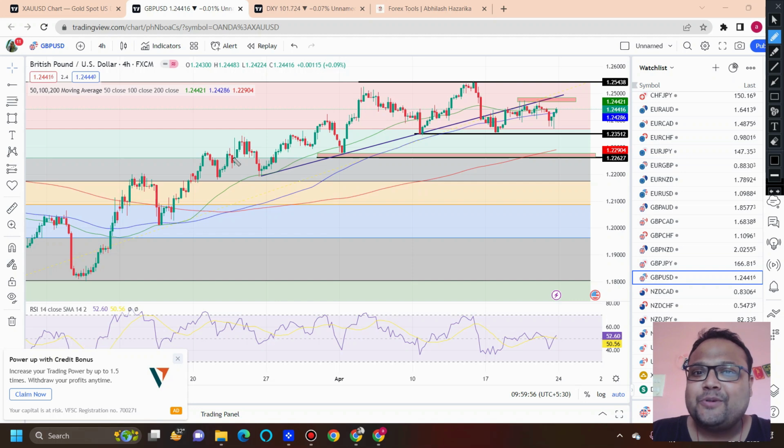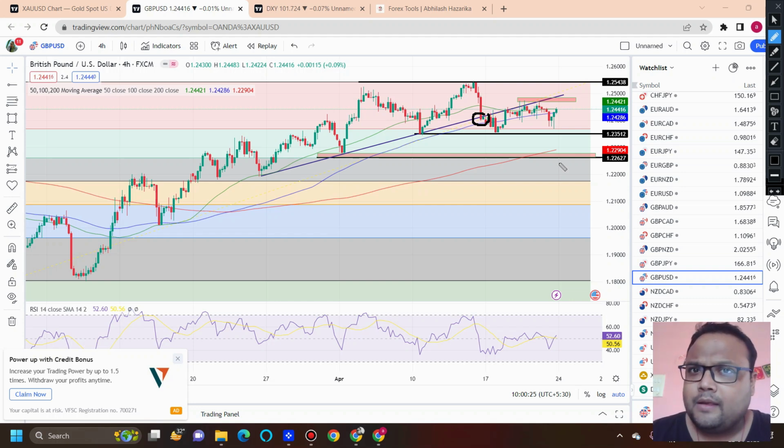GBPUSD was in an uptrend, and it was respecting the trend line. But when the market broke the trend line, the same trend line is right now acting as dynamic resistance for the market. We can see that for the last couple of days, the market is acting weirdly, it is choppy, and we do not have any clear direction on the chart of GBPUSD. So let's discuss the possible trading opportunities one by one.